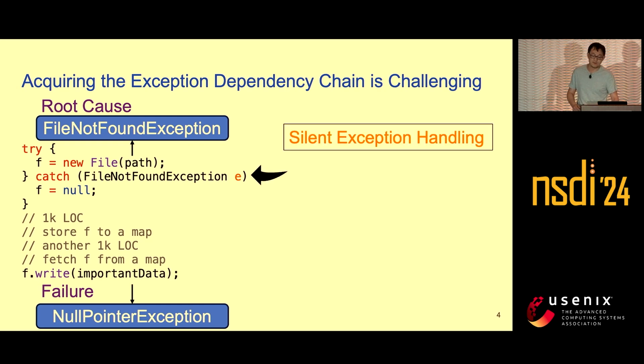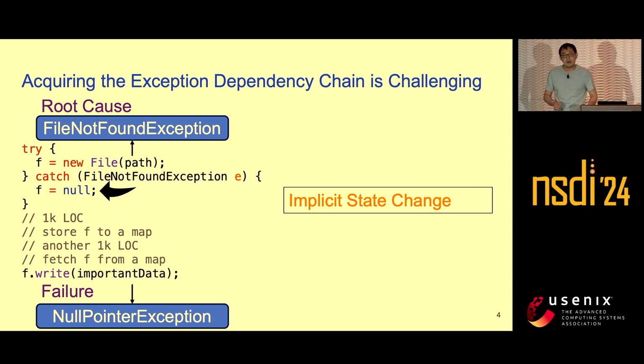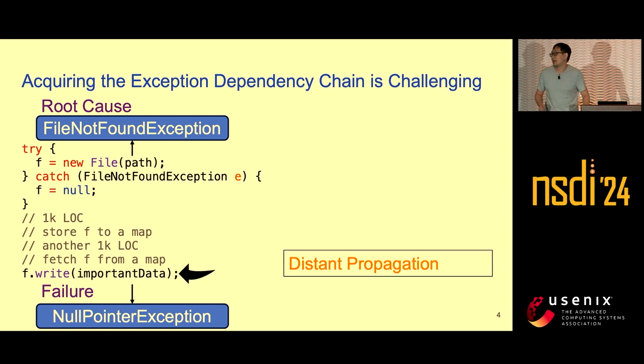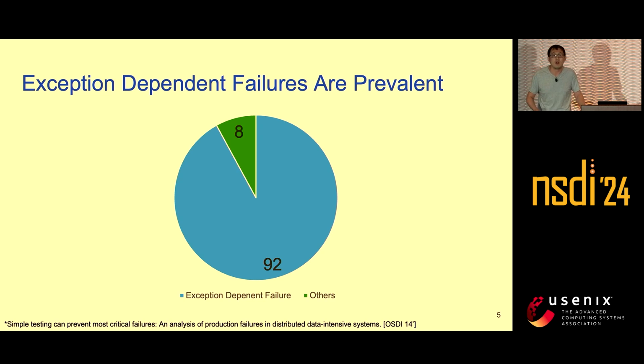There are three properties of such failures that prevent the developer from constructing this dependency chain. The first is silent exception handling. As we just saw, the developer decides to just assign a null pointer to this file pointer without logging the file not found exception at all. Secondly, the exception not only affects the control flow of the application explicitly, it also affects the data flow of the application implicitly. That makes reasoning about how an exception affects the state of the application even more challenging. Finally, the location where the final failure occurs might be spatially and temporally distant from the root cause. In this example, the application may write to the file in different functions or even in different requests. Because of this, such failures are extremely hard to diagnose.